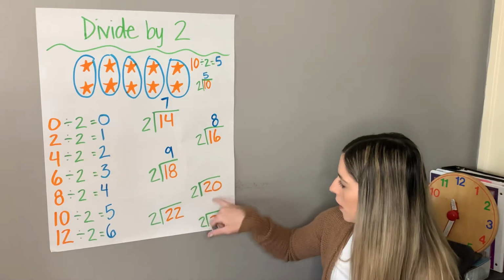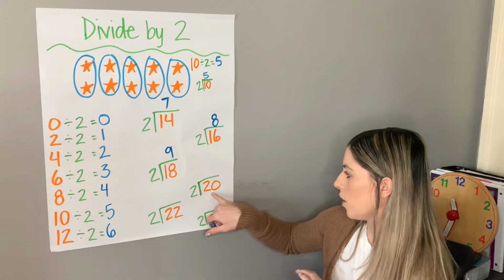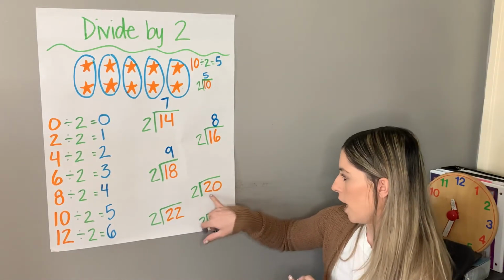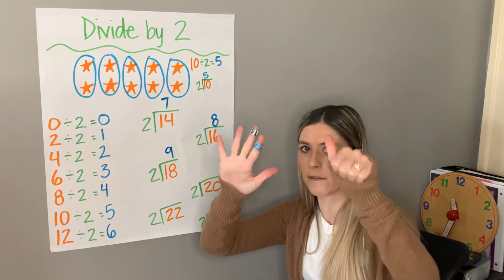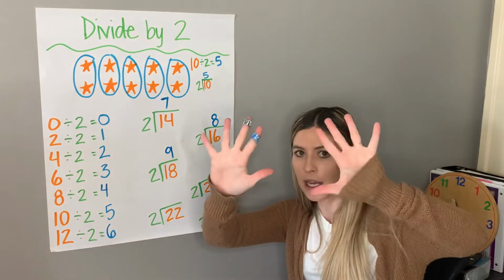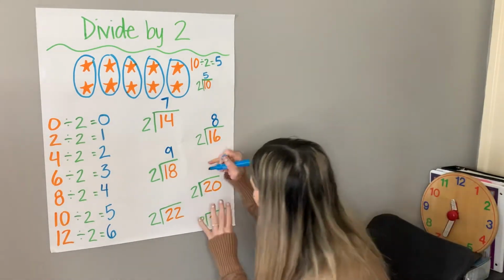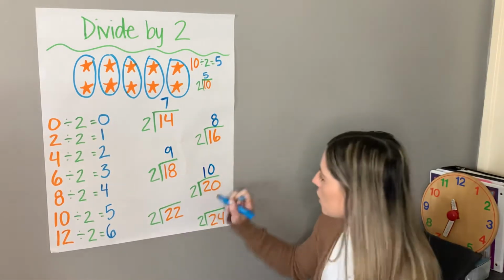But we're going to do it. So we're going to do fingers up to 20 by 2s. 2, 4, 6, 8, 10, 12, 14, 16, 18, 20. That's 10 fingers. My answer is 10. So 20 divided by 2 is 10.